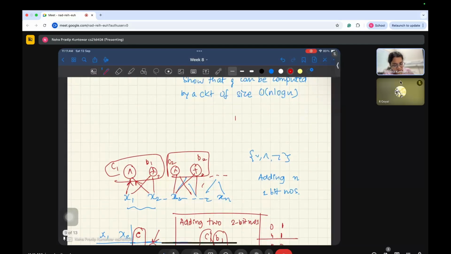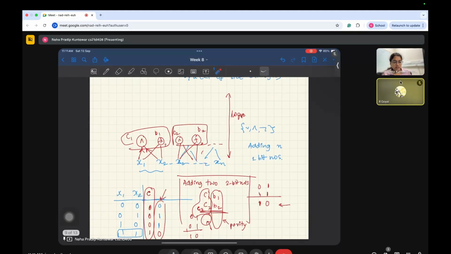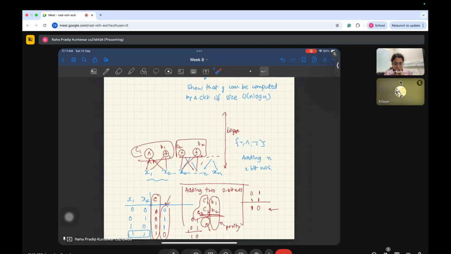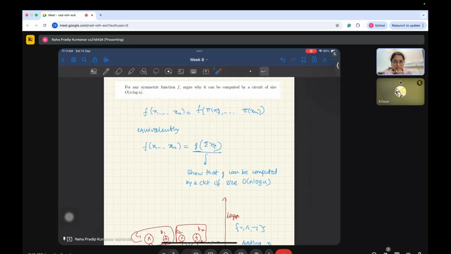So you are right. The depth of this is log n, and then we need to show that at every point the number of gates that we ended up using was order n or something. So at every point, if you are order n, then altogether we would have used order n log n gates. I'll leave out the details of this for now, but the idea is clear, no? Yes, idea is clear.